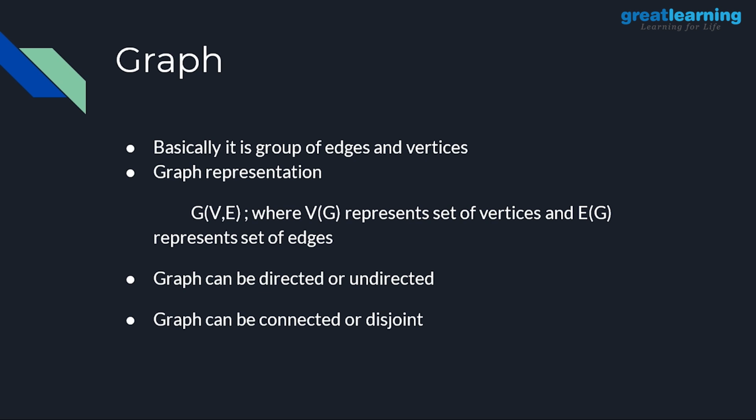A graph can be connected or disjoint. What do you mean by this? If all the nodes are connected with each other, or if all the nodes have an edge between them, it is called a connected graph. And where one node is not connected with another node, for example, if 5 nodes are present and one node is left alone and 4 of them are connected in any manner, that will be a disjoint graph.